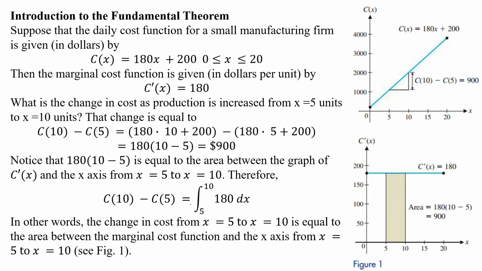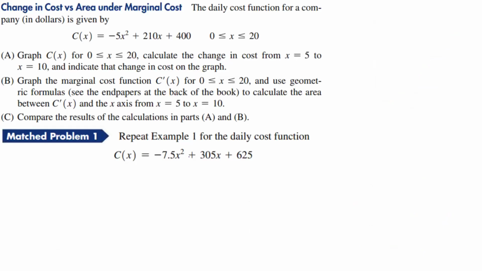Now, this is represented as the integral from 5 to 10 of 180 dx. And so both of those give us the same answer because when you take the integral of that, basically, you're going to end up just plugging things back into this, and you're going to get the value out. So let's look at that here. We have the change in cost versus area under the marginal cost.